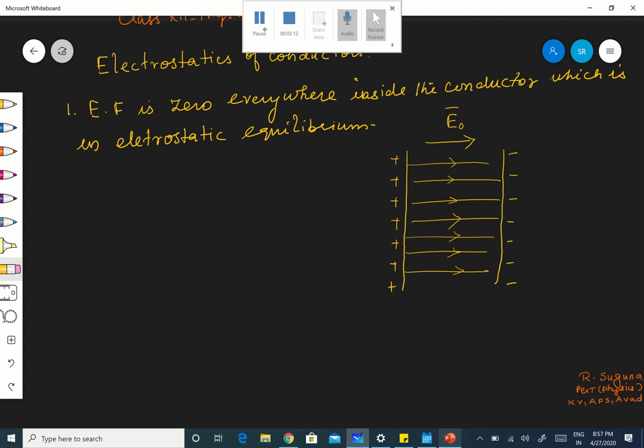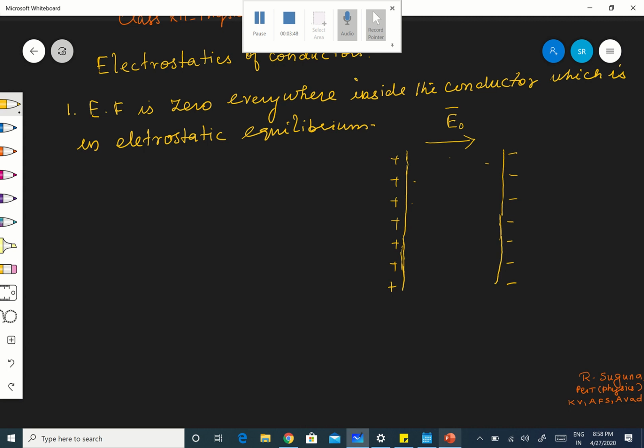Now let me rub this one. I don't want these lines here because I need to explain something else inside. See the positive and negative plates. In between those plates there will be a uniform electric field, that you know. It is just to recall what we have learnt in the field due to an infinite plane sheet of charge. There we have seen it.